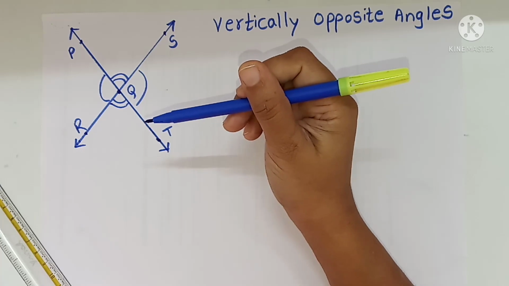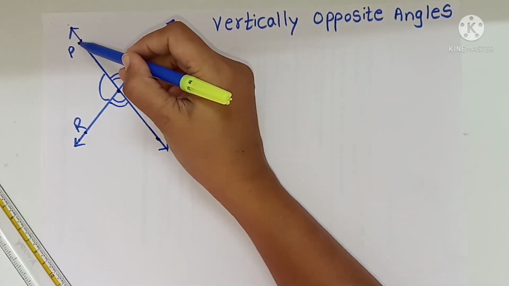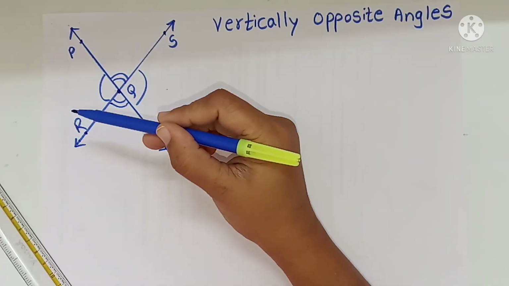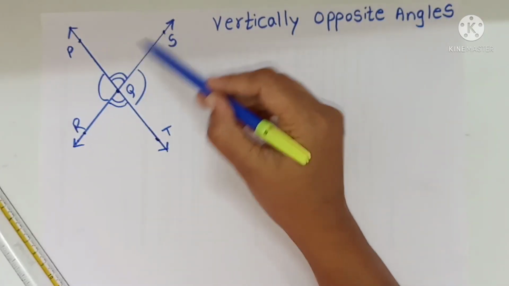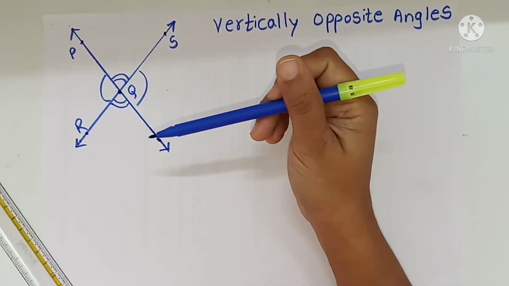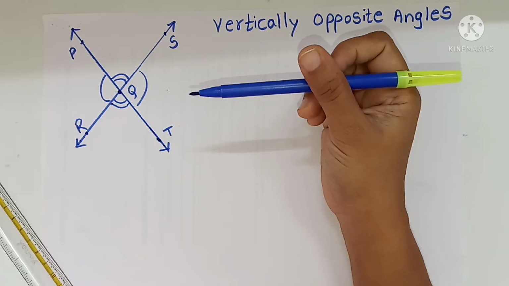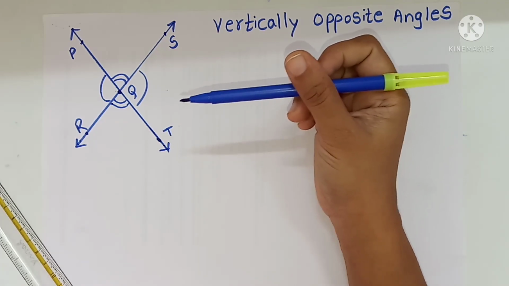Hence, angle PQR and angle SQT are said to be vertically opposite angles.